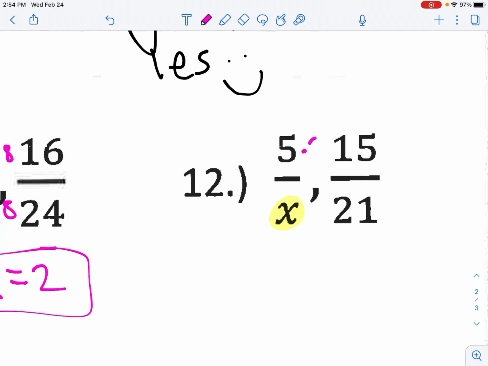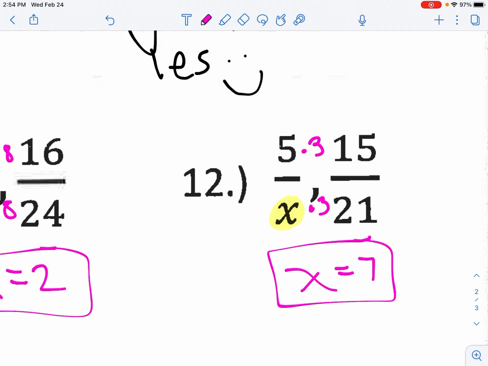Up here, 5 times 3 equals 15. What number times 3 equals 21? X equals 7.